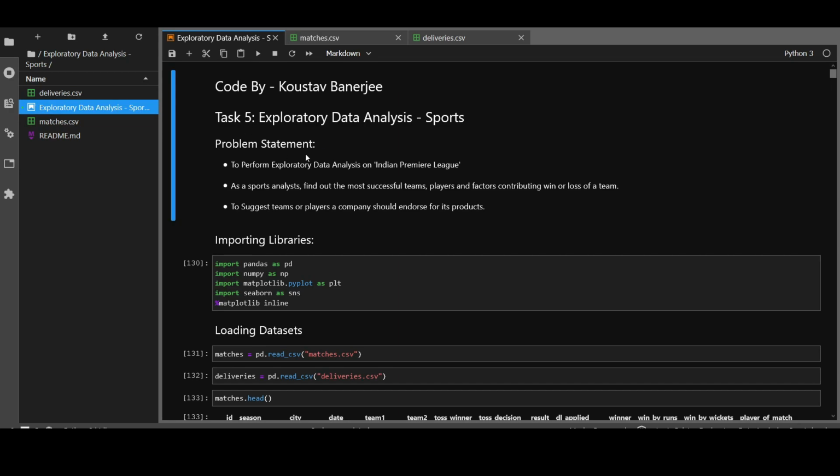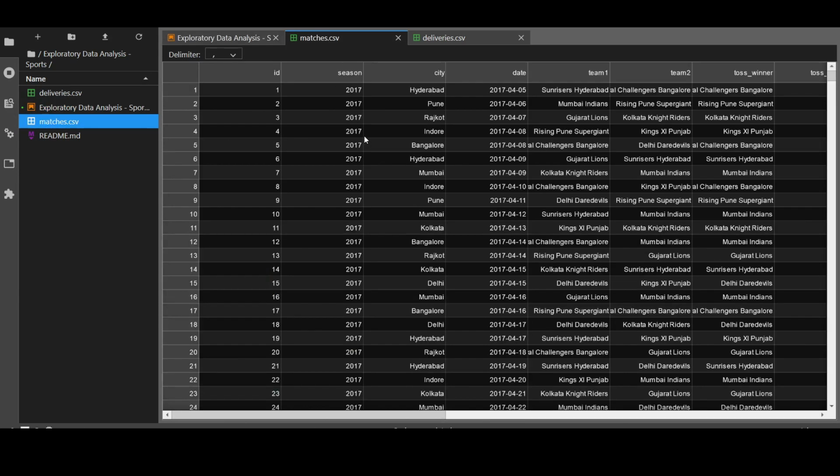Foundation, and the problem statement is to perform exploratory data analysis on IPL. As a sports analyst, find out the most successful teams, players and factors contributing to the win or loss of a team, and to suggest teams or players a company should endorse for its products. So this is the data they have given.